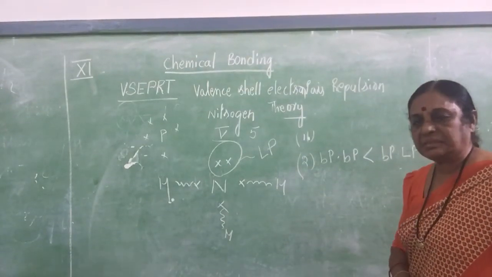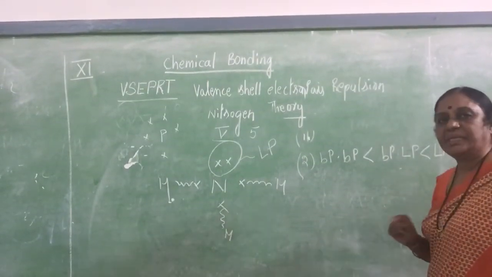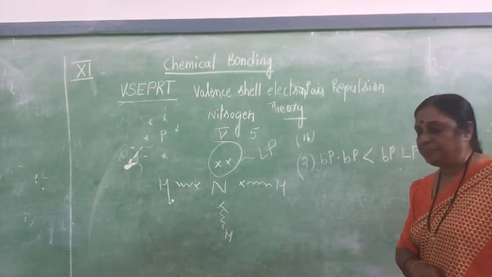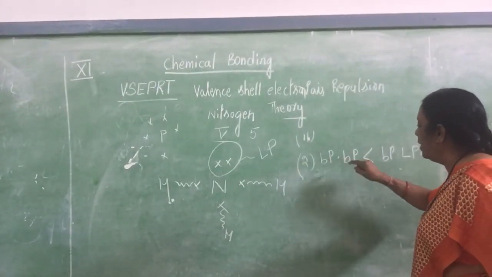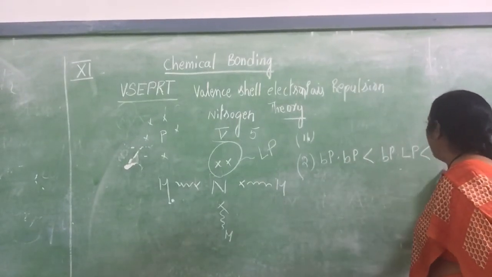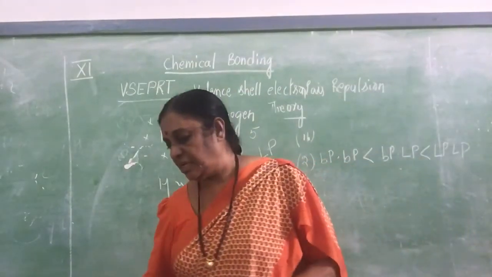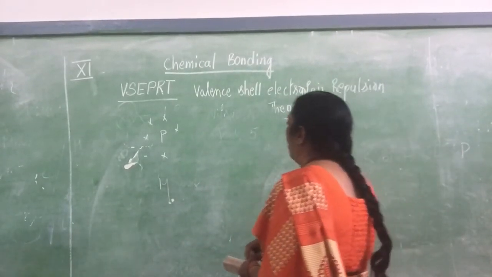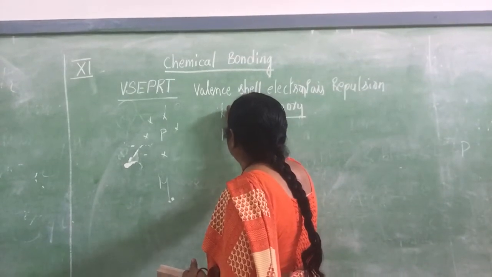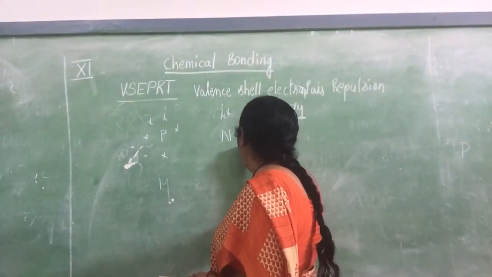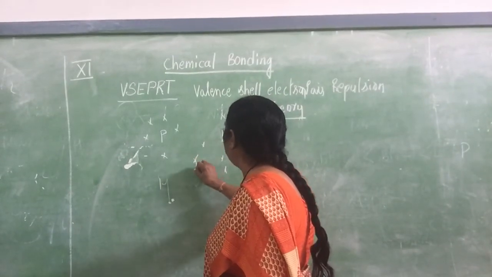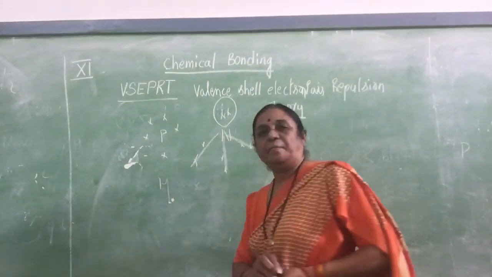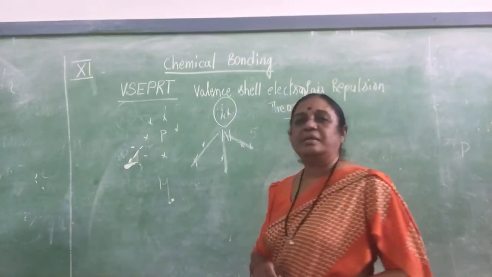What is the meaning of this, children? The repulsive force between LP and LP is greater than LP and BP, and that is greater than bond pair and bond pair. So, due to this reason, children, whenever a molecule is formed, the bond pair of electrons, here 3 bond pairs in ammonia, move away from the lone pair to avoid the repulsion. So due to this reason, bond angle decreases.